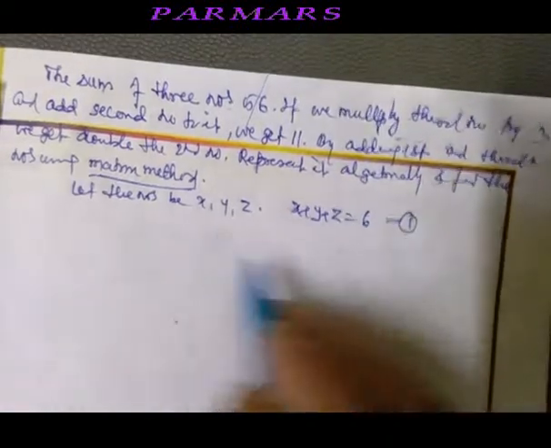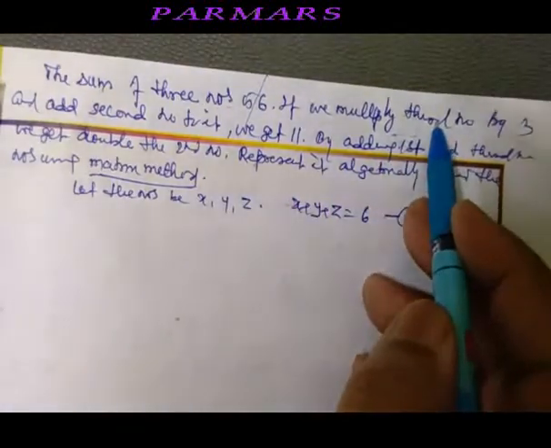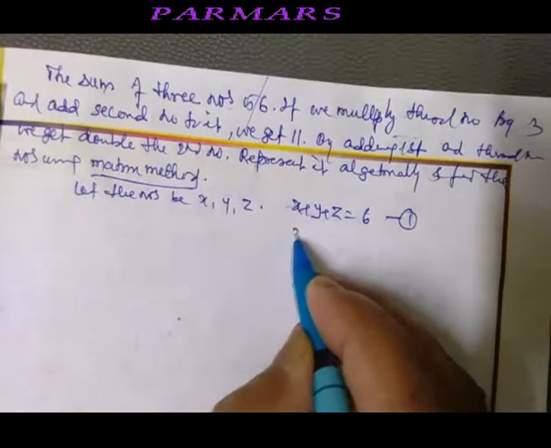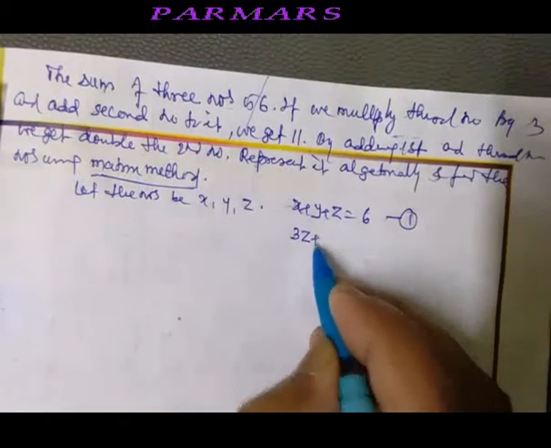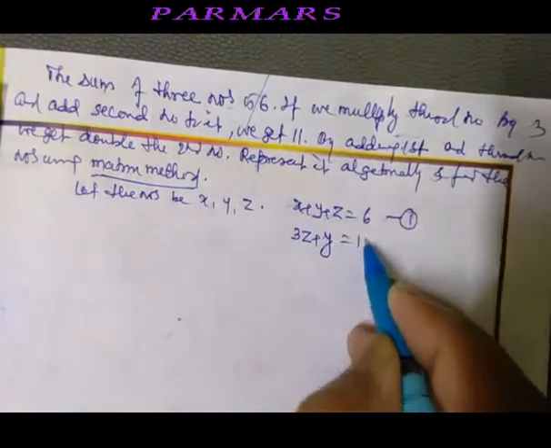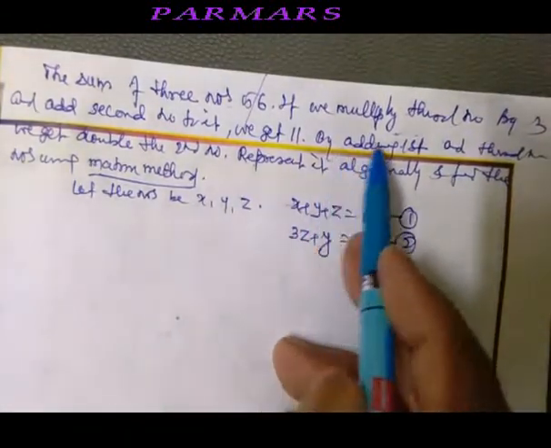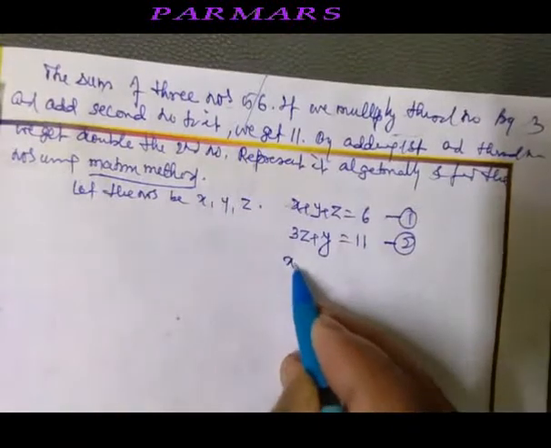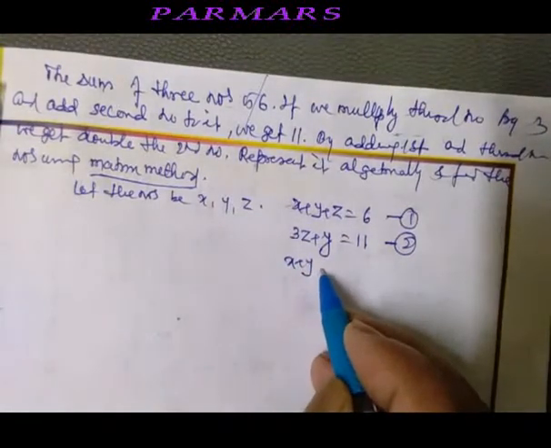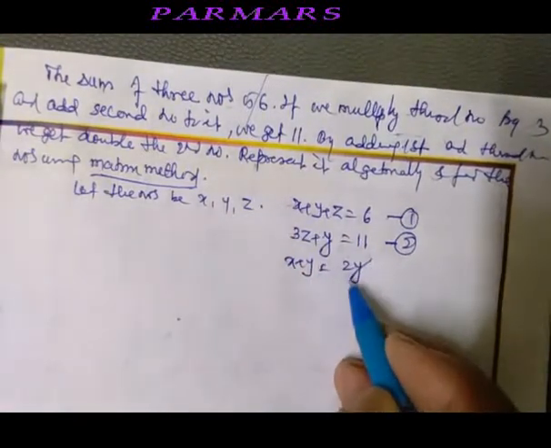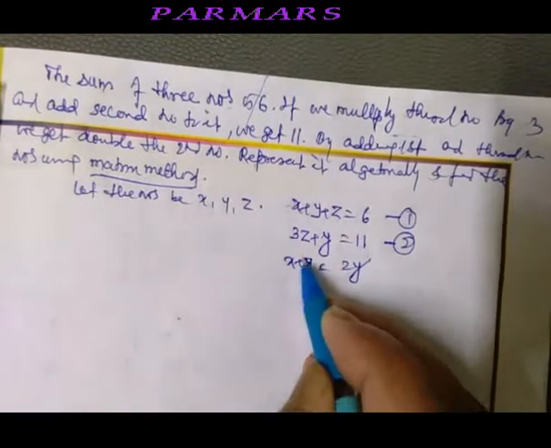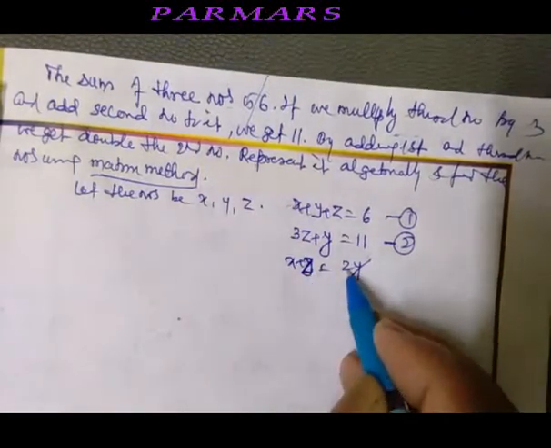Okay. If we multiply the third by 3z and add the second, y, we will get 11. This is the second equation. By adding first and third, x plus z, we get double the second, 2y. Sorry, first plus third, x plus z is 2y.